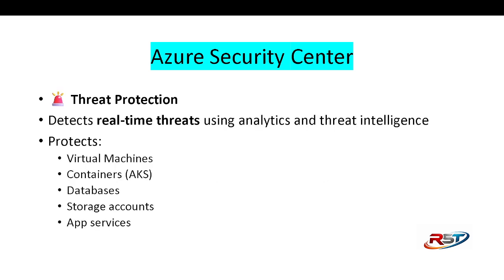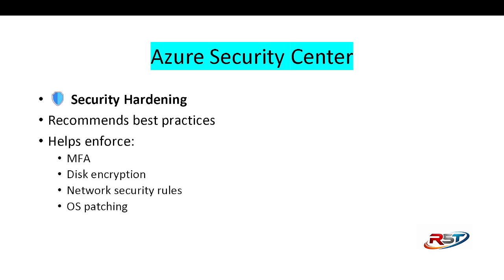Threat protection detects real-time threats using analytics and threat intelligence, and protects virtual machines, containers, Azure Kubernetes Services, databases, storage accounts, and app services. Security hardening recommends best practices, and helps enforce MFA (multi-factor authentication), disk encryption, network security rules, and OS patching.